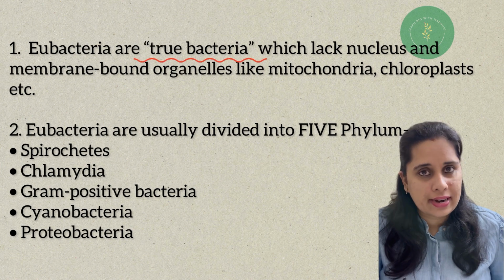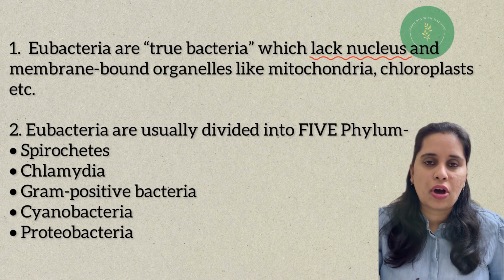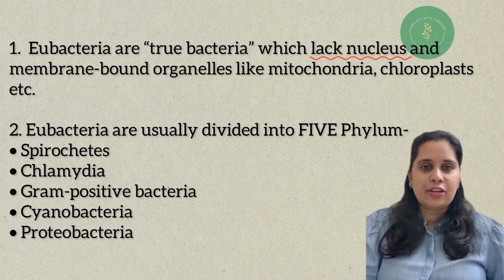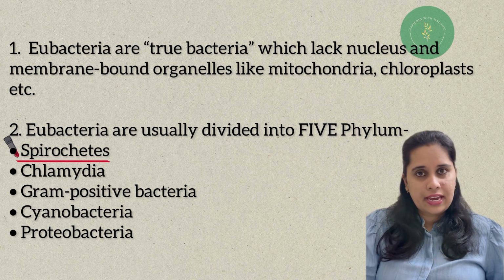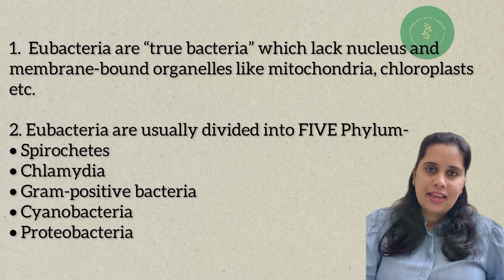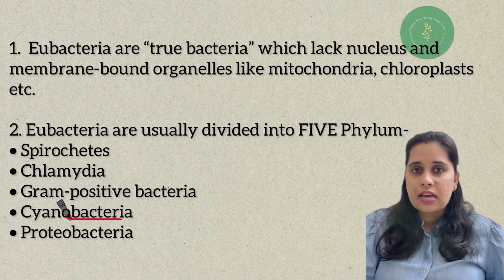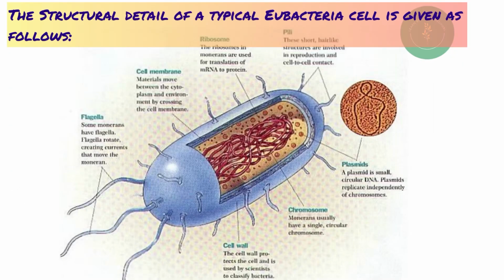Eubacteria are true bacteria and they lack a nucleus and membrane-bound organelles like mitochondria, chloroplast, etc. Eubacteria are usually divided into 5 phyla: 1. Spirochetes, 2. Chlamydia, 3. Gram-positive bacteria, 4. Cyanobacteria and 5. Proteobacteria. The structural detail of the bacterial cell has been given in Kingdom Monera Part 1. The link has been given in the description box.